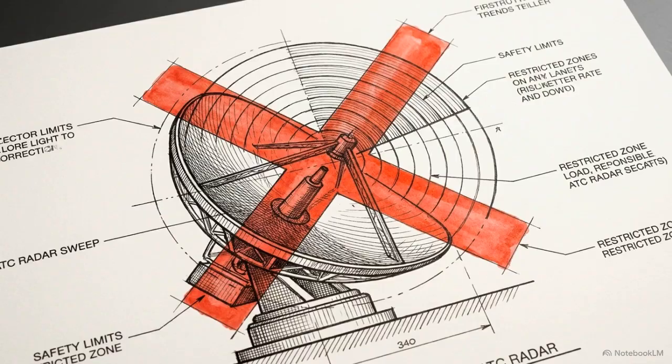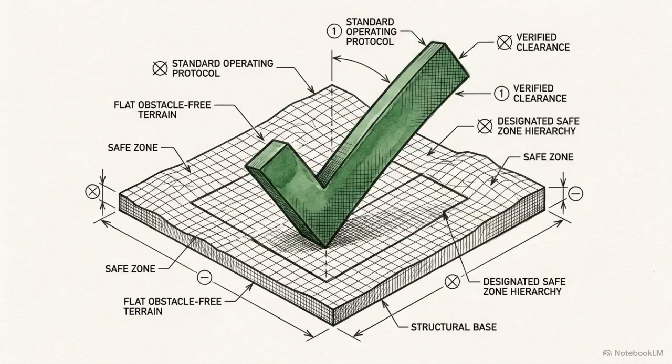If ATC offers radar vectors during departure, you must refuse them unless you are already above the minimum altitude required for engine failure clearance, or if the route is explicitly non-critical for terrain.